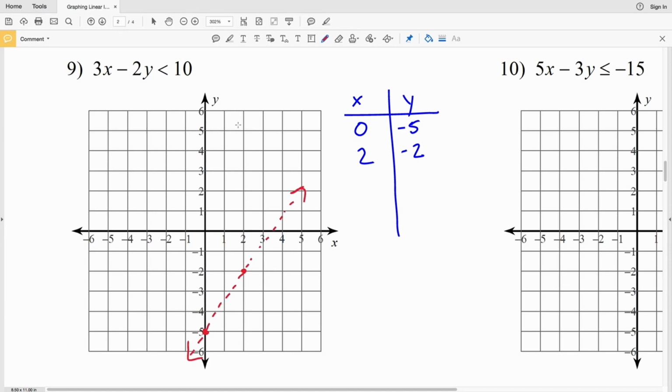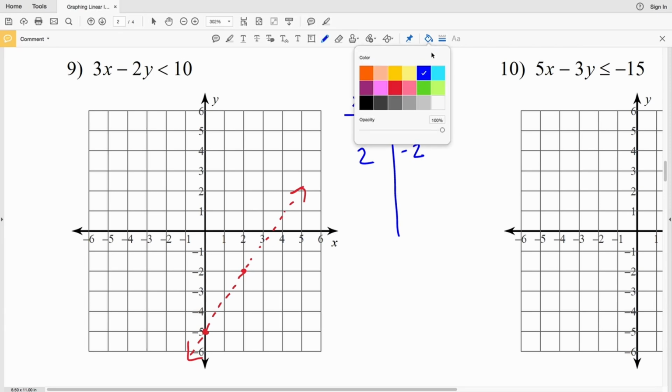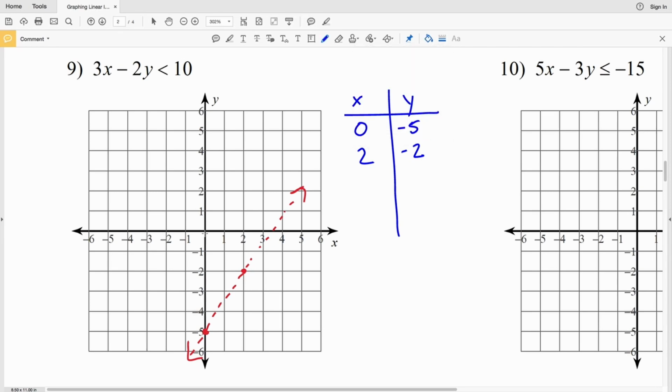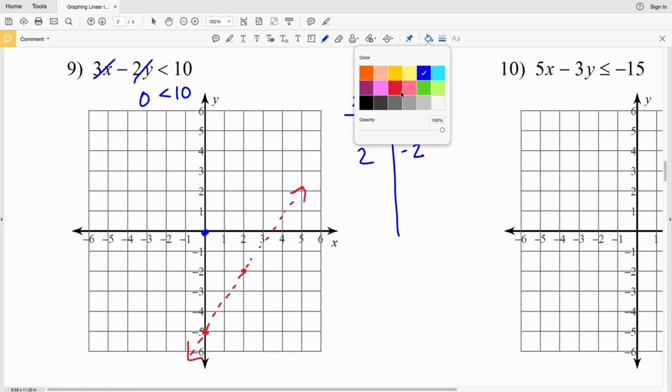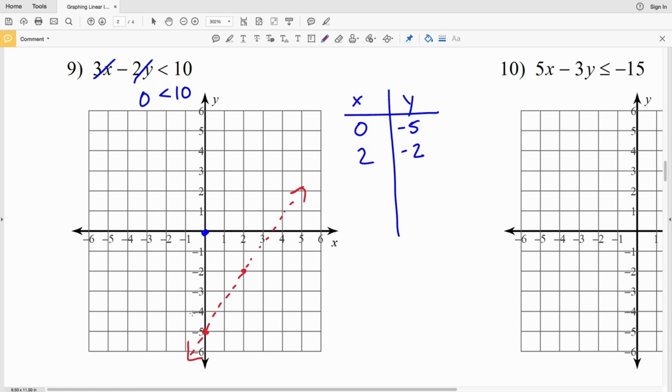And now let's try our test point. Let's go ahead and use the same test point we've been using in the previous video, 0, 0. If I plug 0 in for x, that's 0. And if I plug 0 in for y, this quantity is 0. So I have 0 is less than a positive 10, which is true. So I'm going to shade in including that 0.